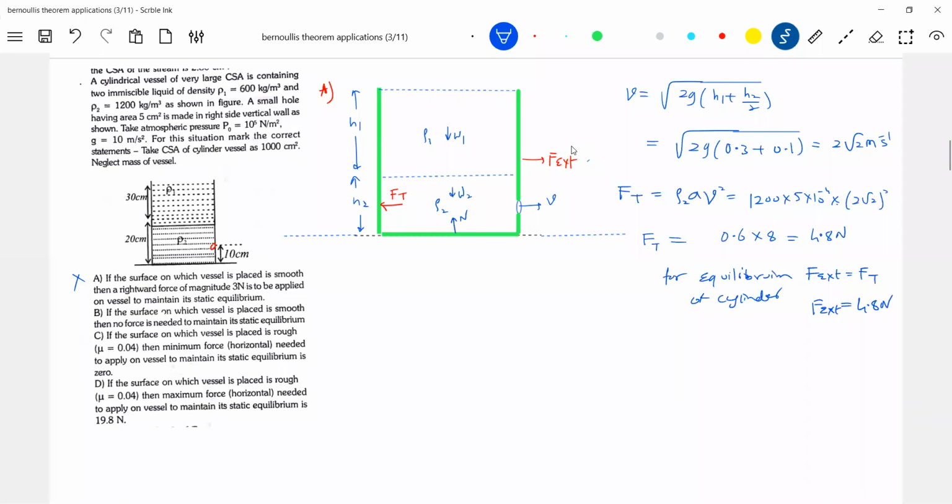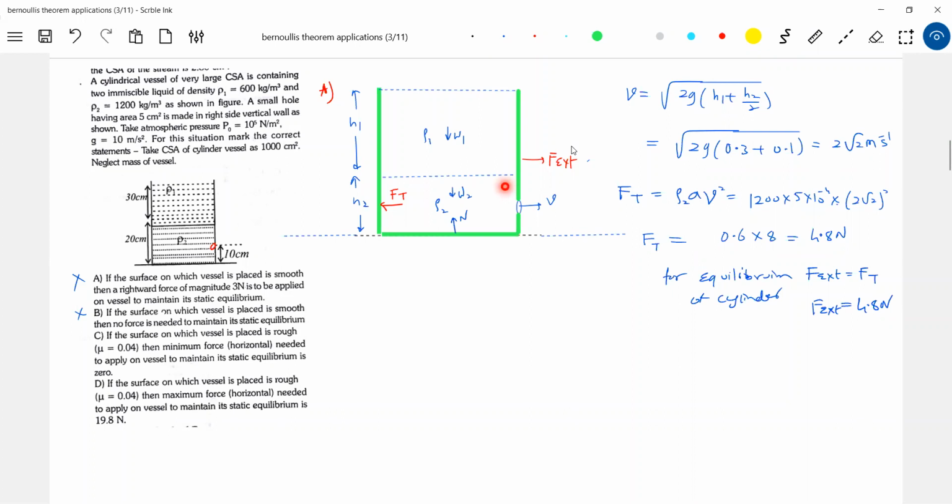Fine. Now, if the surface on which vessel is placed is smooth, then no force is needed to maintain it in static equilibrium. No, wrong statement. You can see thrust force will act here. If you remove this external force, what will happen to the container? Due to thrust force it will accelerate. So therefore this B will be wrong statement.